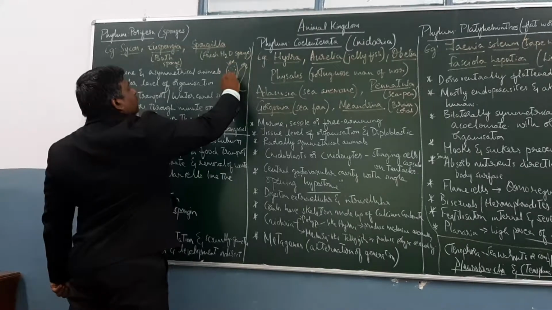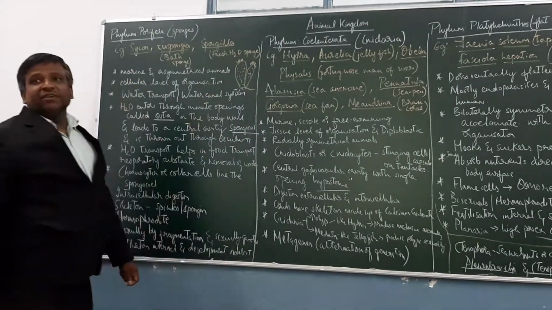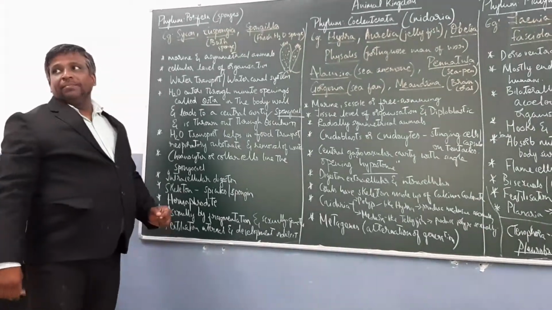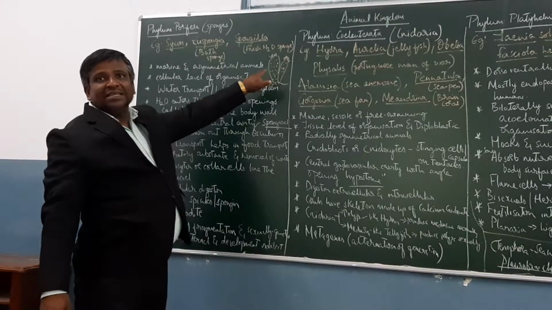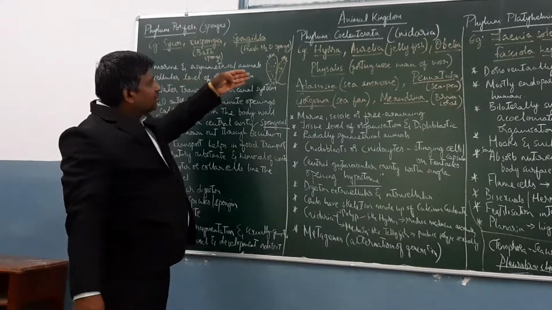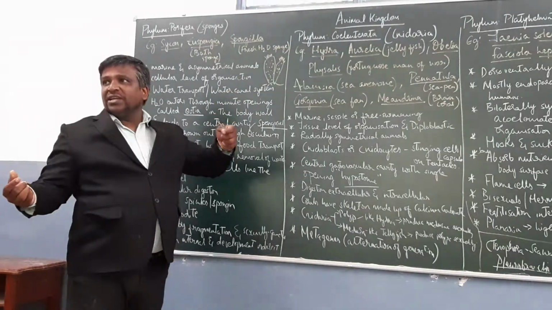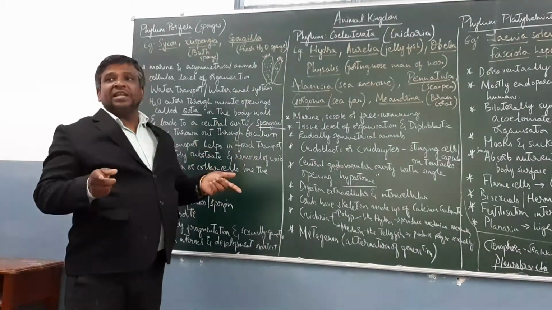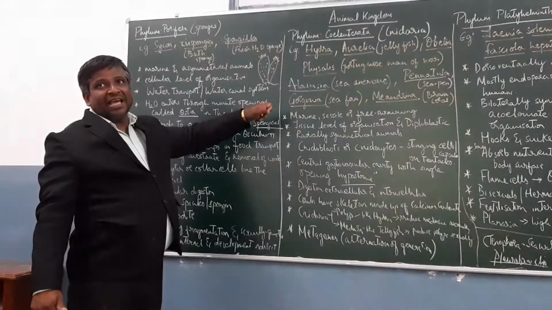So we call these pores as ostia. A single opening is there, which we call as osculum. See, on the body wall, they have a large number of pores, which we call as ostia. The water enters through these ostia, and they also carry the food substrate and the exchange of respiratory gases. Everything happens through this water canal system they have.